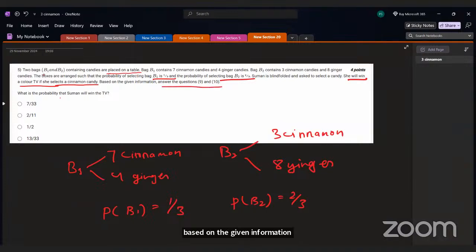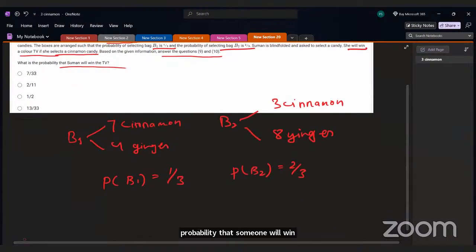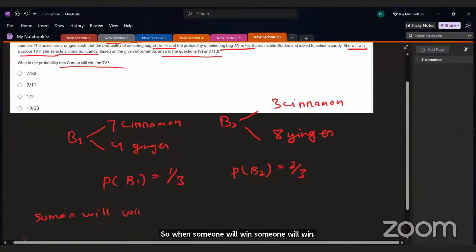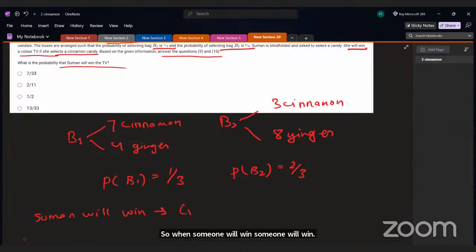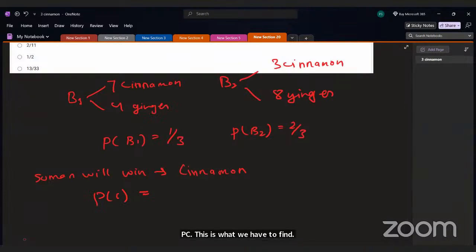What is the probability that someone will win? Someone will win when she selects a cinnamon candy. So basically we have to find the probability of selecting a cinnamon candy, PC. This is what we have to find. To find this, we will use the law of total probability.